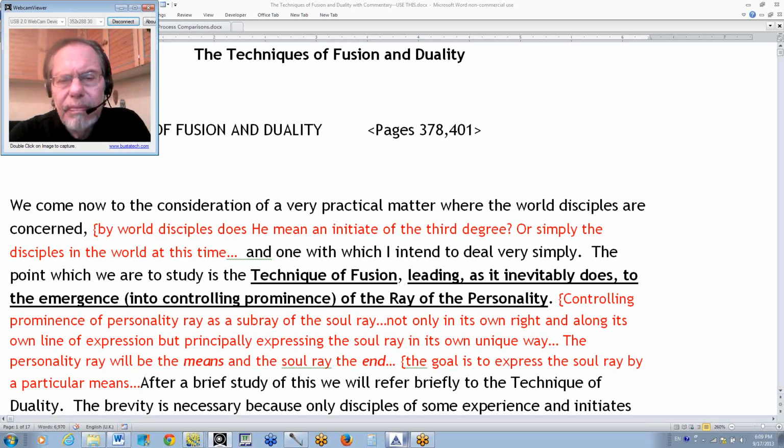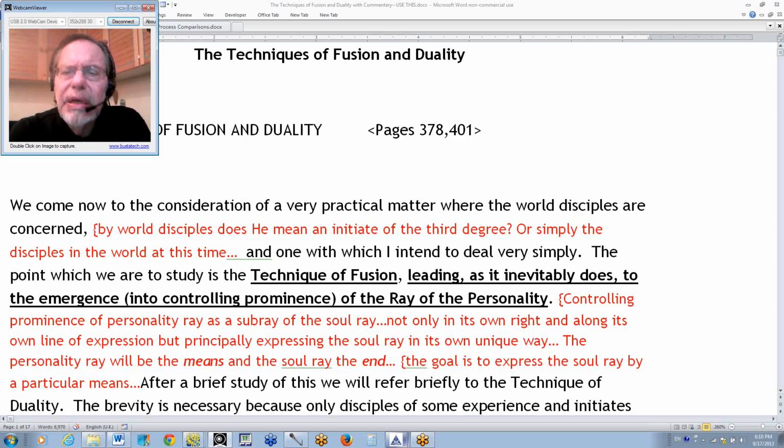Are they at war? Are they pulling in different directions? Do we have a battle on our hands here, with the personality ray seeking to go in a certain direction and the soul ray inclining in a different direction? Or is there, by the personality ray, a kind of acquiescence, so that the direction of the personality ray is primarily guided by the overarching direction of the soul ray?